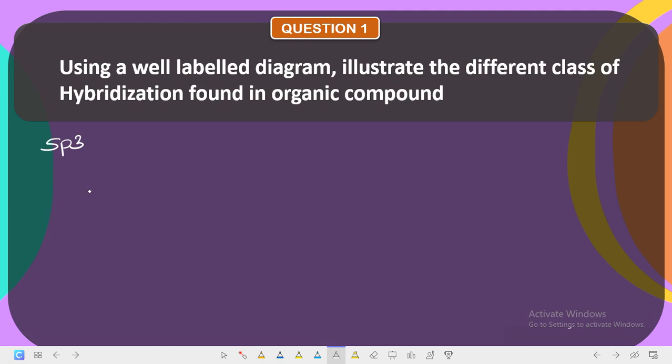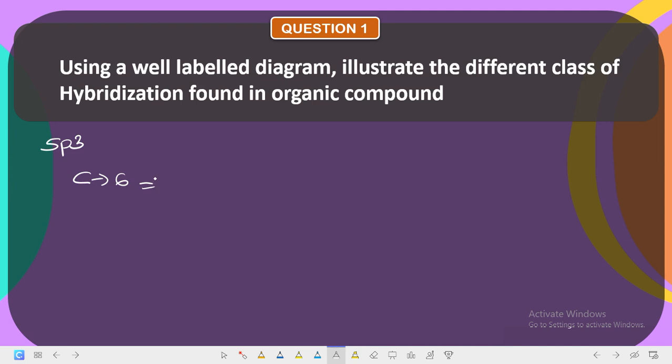Now, sp3 hybridization is that type of hybridization whereby all the electrons present in the valence shell are hybridized. Now, first of all, let us write the electronic configuration of carbon, as carbon, especially, is the backbone of all organic compounds. So let us write out the configuration of carbon. In the periodic table, carbon has 6 electrons, but it's a group 4 element.